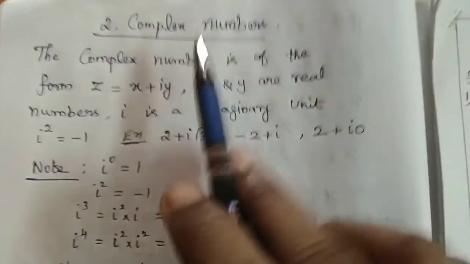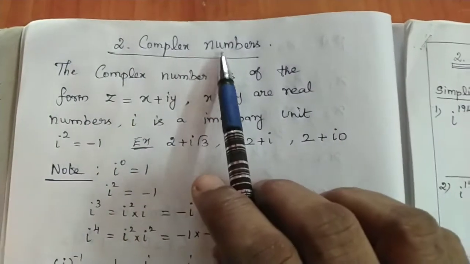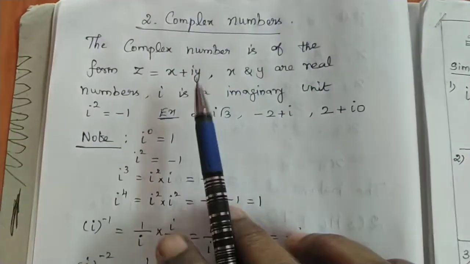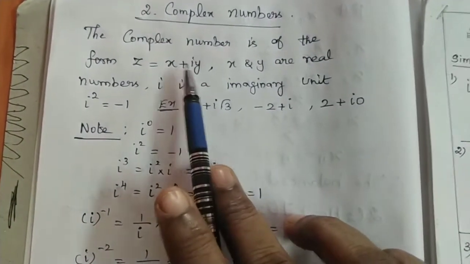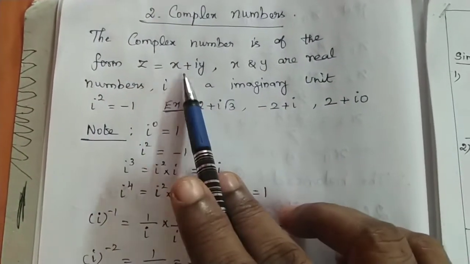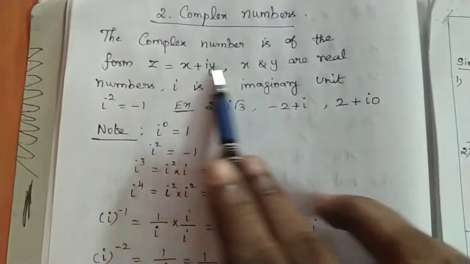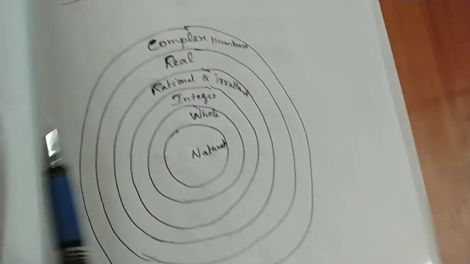Hi students, we are going to see the second chapter, complex numbers. First we are going to see the introduction of complex numbers. The complex number is of the form z equals x plus iy. The complex number means the number system you have already studied.